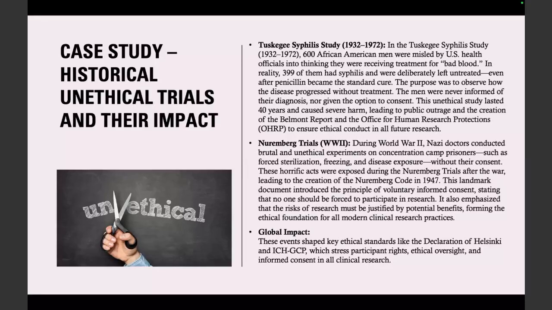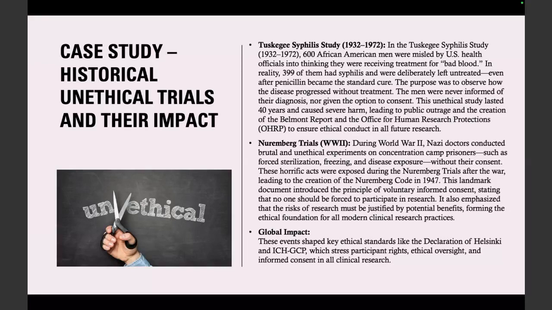Obviously, if you say to any poor person, "You have this problem and you will receive free medical treatment," they will definitely participate in your study. The government told them, so they agreed, trusting the government. But what they don't know is that 399 of them actually have syphilis.